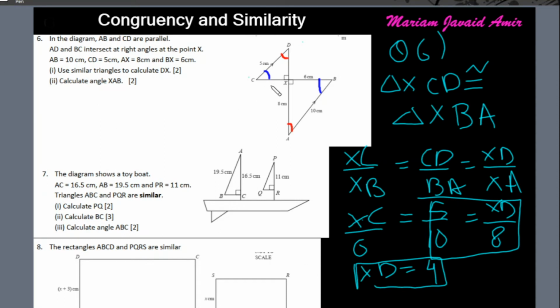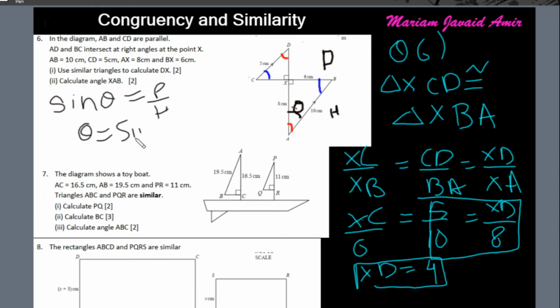In part 2, calculate angle XAB. So which angle is that? X to A to B. So we need this angle. We have a right angle here. So if this is the angle we need to find, then this is perpendicular, and the side opposite to the right angle is the hypotenuse. So let's use sine theta. Sine theta equals perpendicular over hypotenuse. Theta will be sine inverse, where perpendicular is 6 and hypotenuse is 8. So sine inverse 6 over 8, enter this in your calculators.